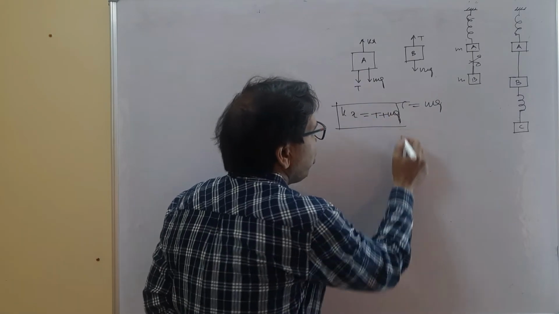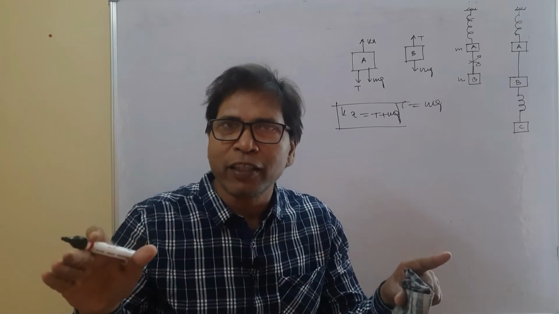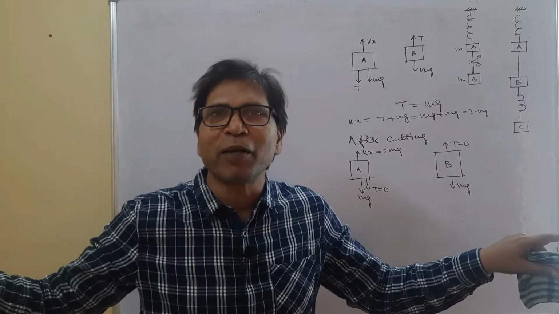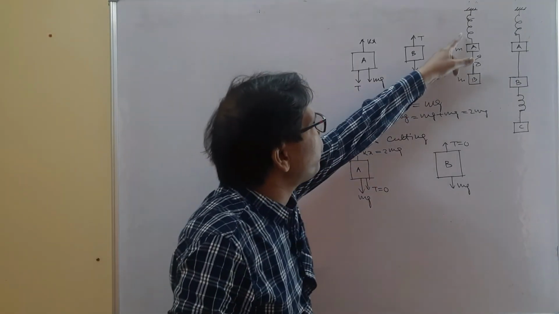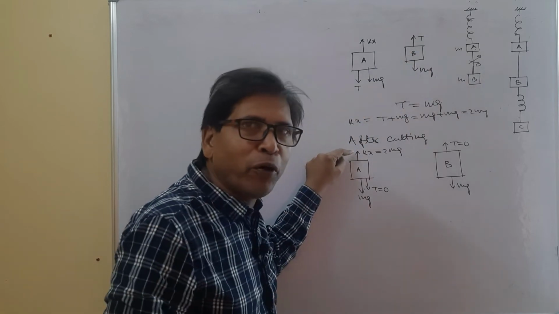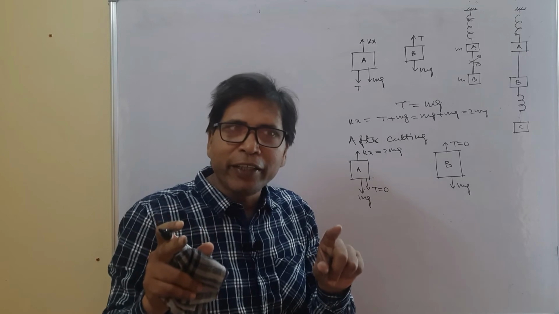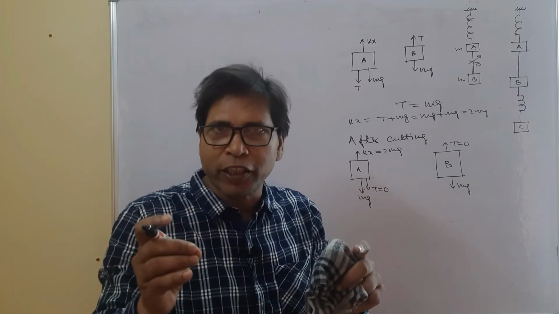Now we draw the free body diagram again when the string is cut. When the string is cut, the tension becomes 0. Look at the free body diagram of A. The spring force remains intact because springs are lazy, so they take time to respond.